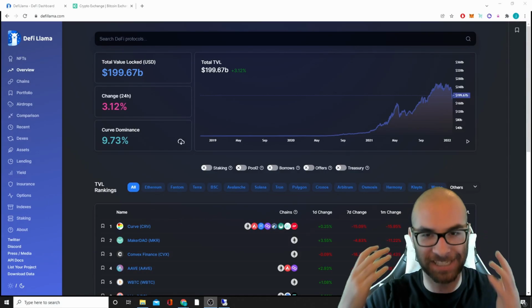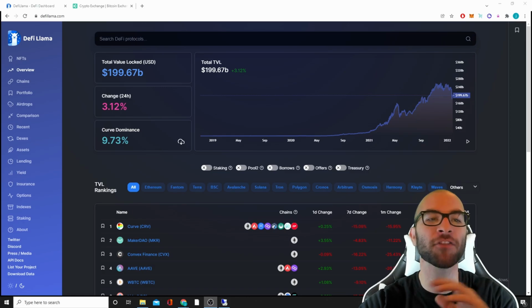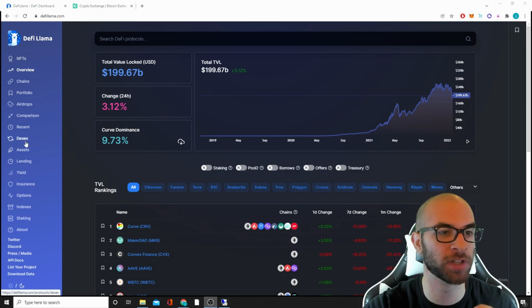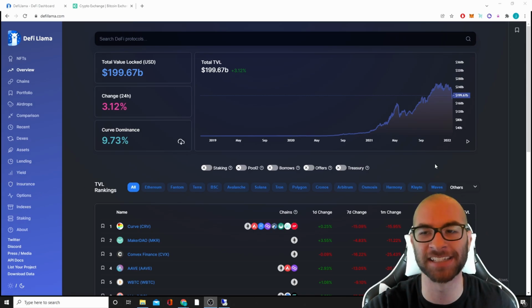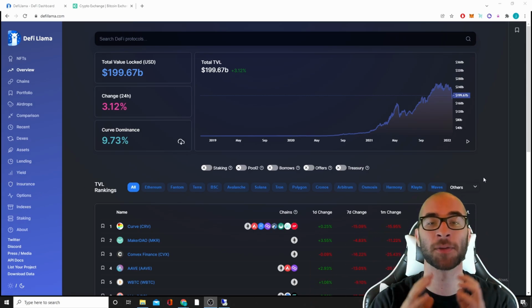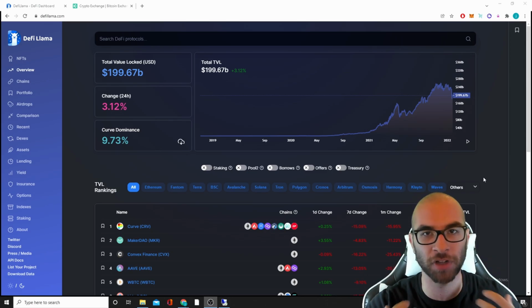So what the heck is DeFi Llama? Well, believe it or not, guys, it tracks DeFi. So it tracks everything in DeFi from NFTs to different DEXs to different assets, lending protocols, insurance, indexes. It tracks so many different things and it is an amazing tool, and the information it gives is extremely valuable in helping you figure out where the money is going and how you should reallocate your money.